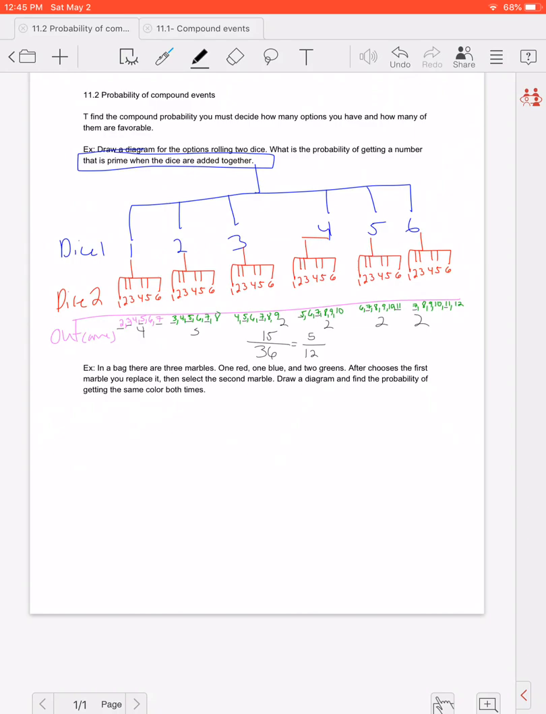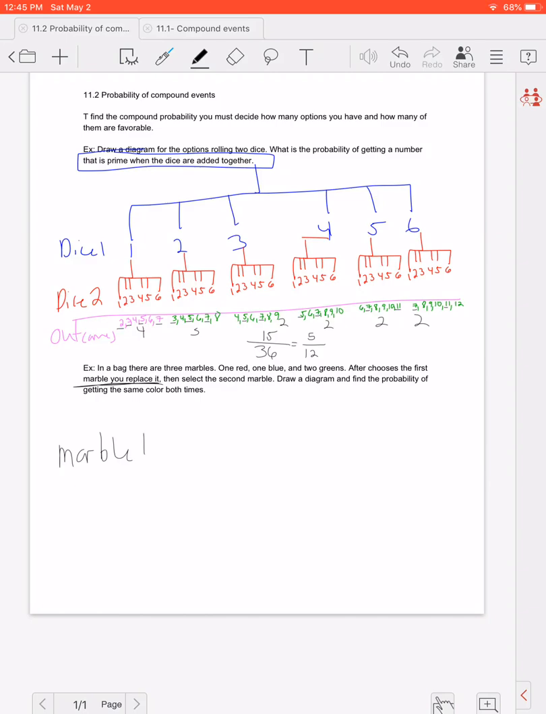So in a bag there are 3 marbles, 1 red, 1 blue, and 2 greens. After choosing the first marble, you replace it and then select the second marble. Draw a diagram and find the probability of getting the same color both times. Okay, so if we sit here and try to find, we have our marble 1 that we're going to draw. Now it's important that we notice the word that we replaced that marble that we picked. So we have the same chance of getting the marbles the second time as we do the first time.